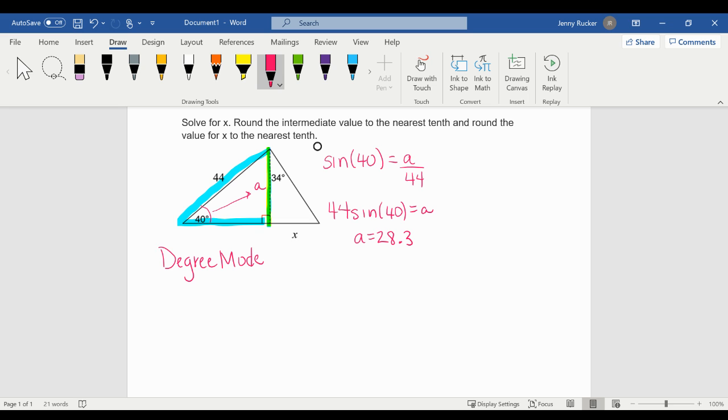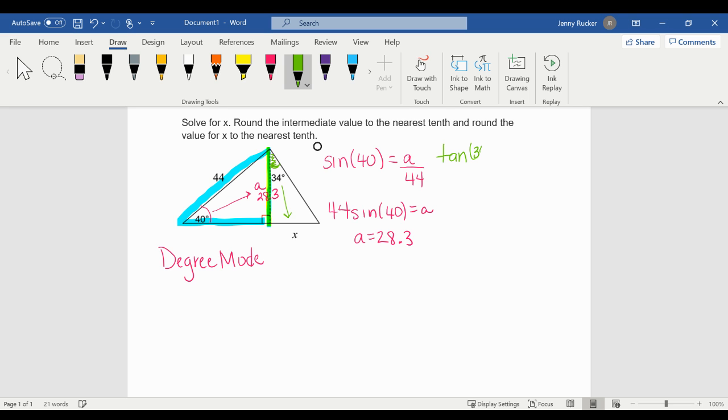Now that we know this length is about 28.3, we can use the 34-degree reference angle. The x is opposite and the 28.3 is the adjacent. So that means we now need to use the tangent function.